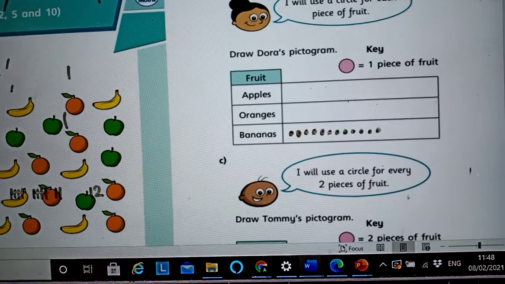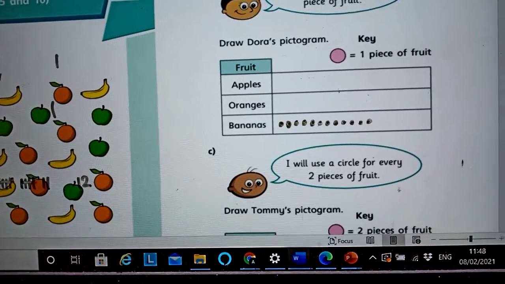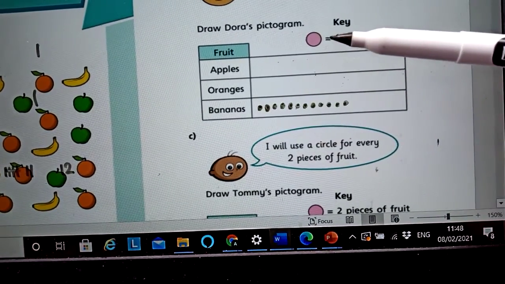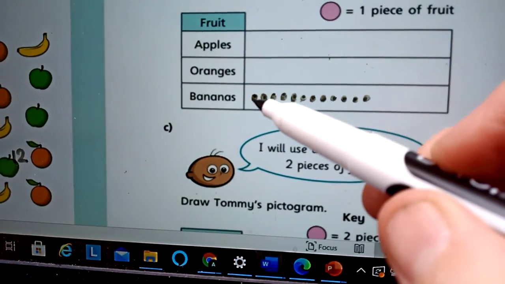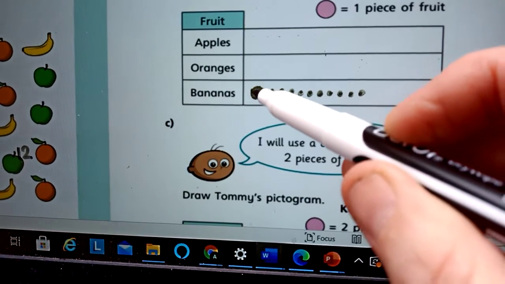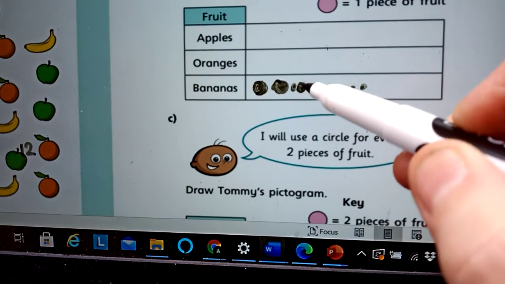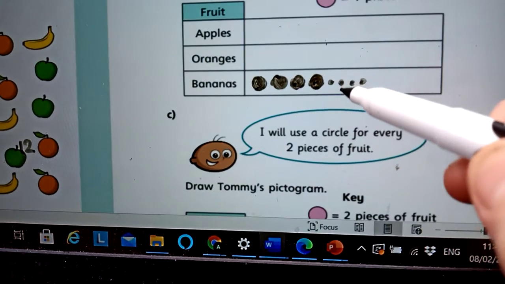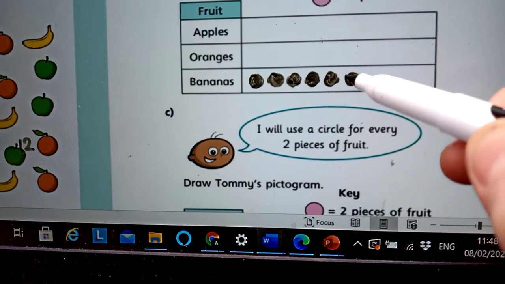But that's quite hard to see. In a way, it would be easier to leave them in bundles of 5. So what they've come up with is another idea. Instead of saying each piece of fruit is one circle, they've turned each piece of fruit into 2. Now, you see these here? We're going to put them together in one big circle. So there's 2 in there now. There's 4 in there now. There's 6 in there now. There's 8 in there now. There's 10 in there. And then there's 12.